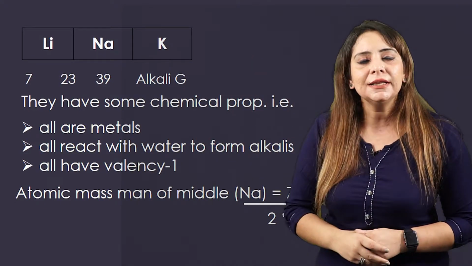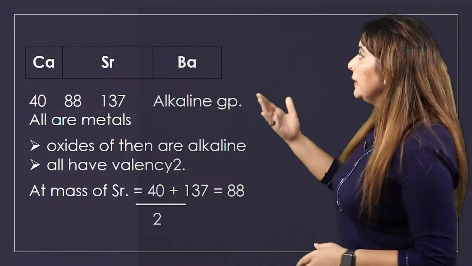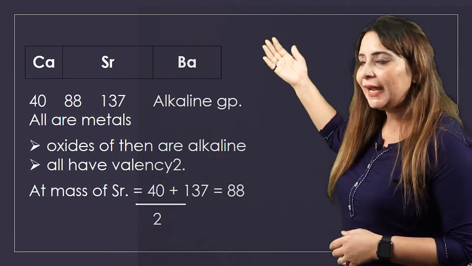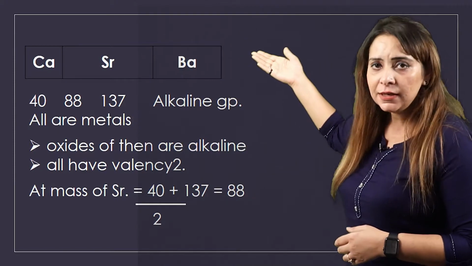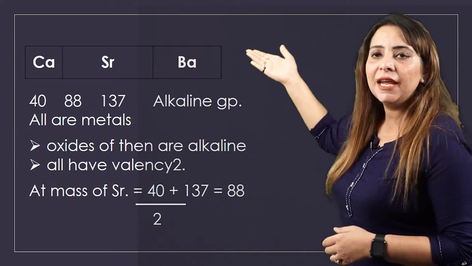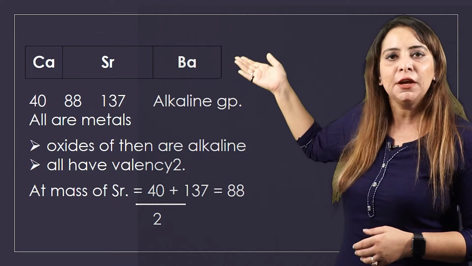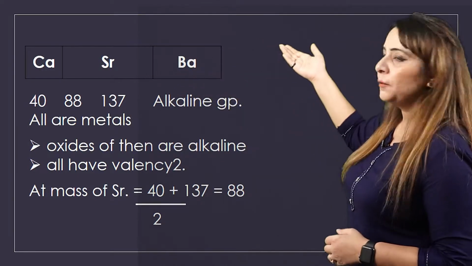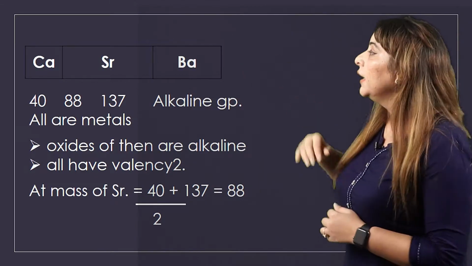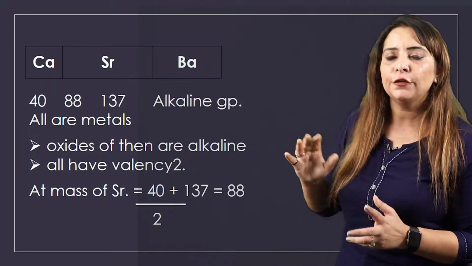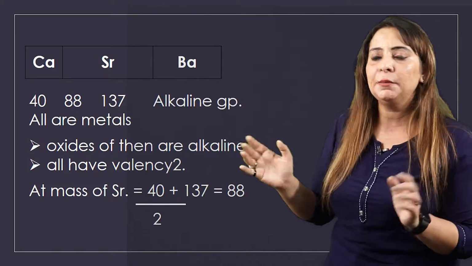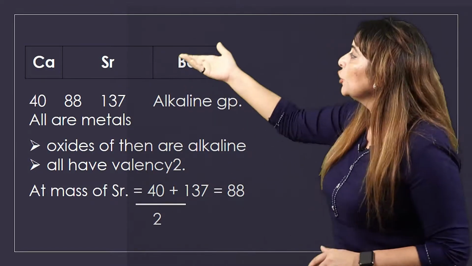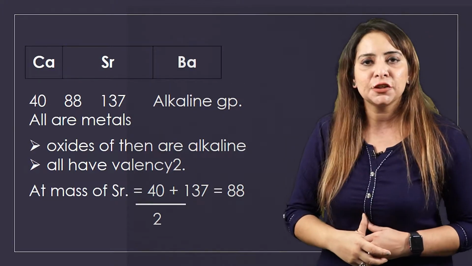Let's move on to another triad. The second triad is calcium, strontium, barium, that is Ca, Sr and Ba. Again, they are in order of increasing atomic mass. The atomic mass of calcium is 40 and of barium is 137. If we take the arithmetic mean of the atomic masses of the first and third elements, the atomic mass of the middle element is 88. Got it? So they are arranged in order of increasing atomic masses.